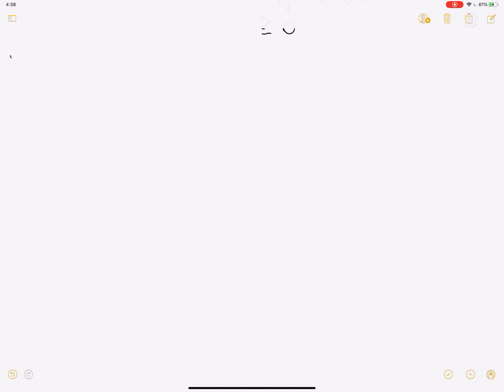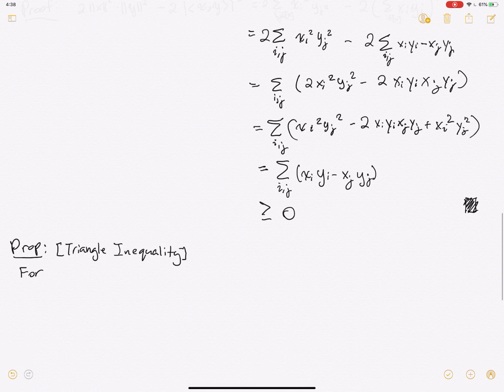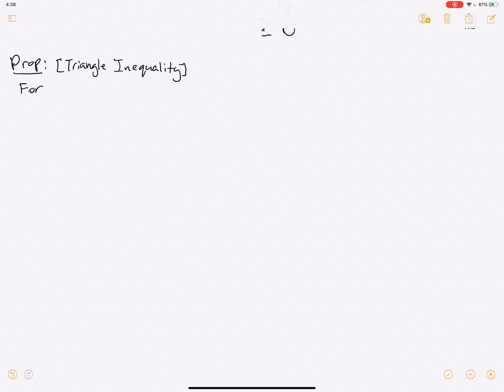Alright, so the next property is the triangle inequality. We've been using it sometimes for the proofs in the real numbers. Now we're going to use it for vectors. For all x, y in Rn, the norm of x plus y is less than or equal to norm of x plus norm of y. And proof.